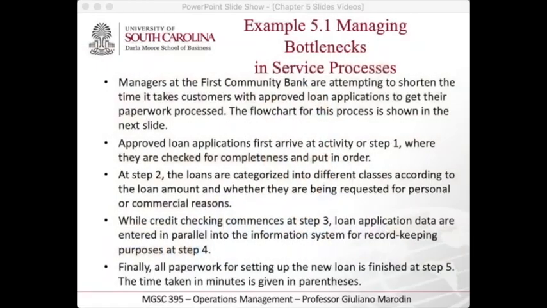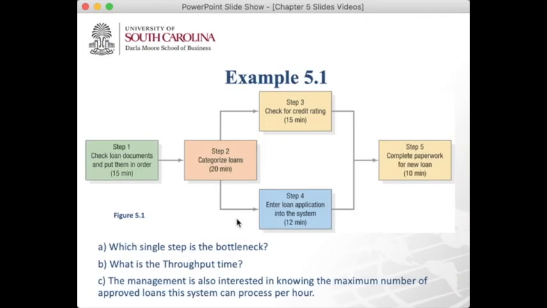So we looked at some theory about the theory of constraints, the bottleneck, how that works, and the non-bottlenecked activities. Right now, we're going to go and see some problems, and we have one problem here, which is a loan application process.